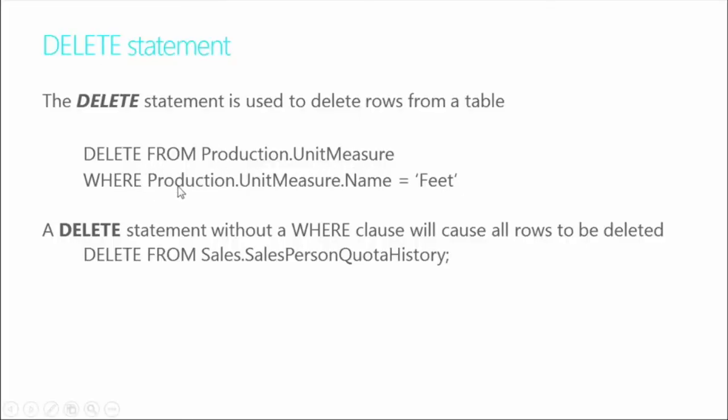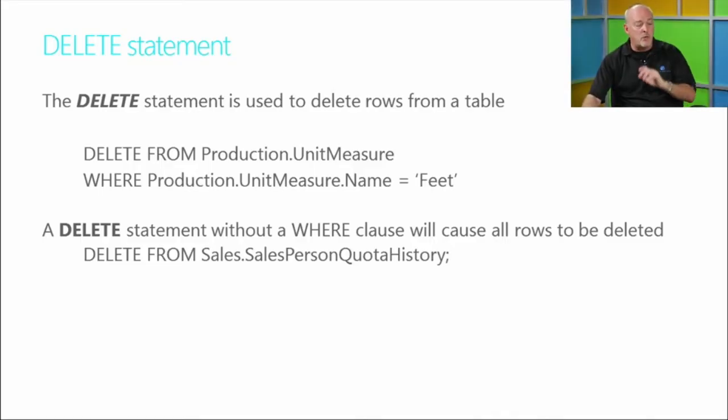All right, delete statement. Delete from the table where production.unitMeasure.name equals feet. Again, if I did a delete from without a where clause, what did I just do? Deleted everything in the table. Wrong. I toasted everything in the table, because I want to use the toast command. But yes, you're right, I deleted everything in the table. So when using updates and deletes, where clauses, is that a word? I don't know. They're essential because you can really mess up the data if you don't supply a where clause. A delete statement without a where clause will cause all rows to be deleted. That's the point I'm making there.